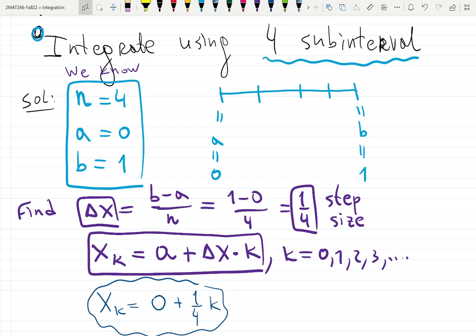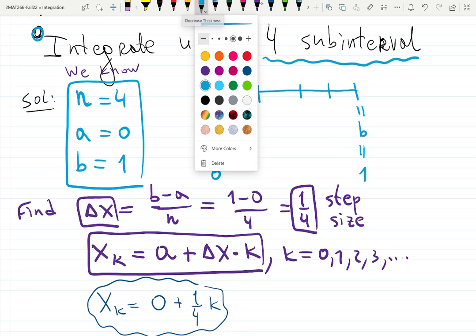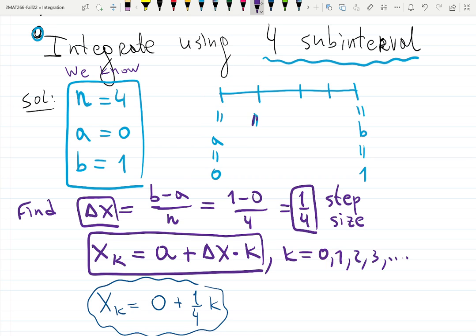Let's see what it means. From 0, we're jumping to 1/4. Then 1/4 plus 1/4 gives you 1/2. 1/2 plus 1/4 is 3/4. If you don't know how to do it fast, imagine money, which are quarters. That's actually helpful. And we end up with 1. So now we know all the intervals. Every time the width delta x is the same, it's a step size, and we have 4 intervals. Check that. If you messed up the number of intervals, it will not be good.